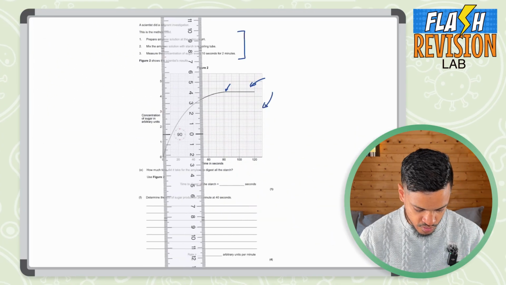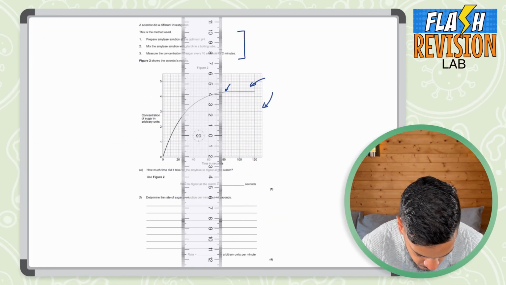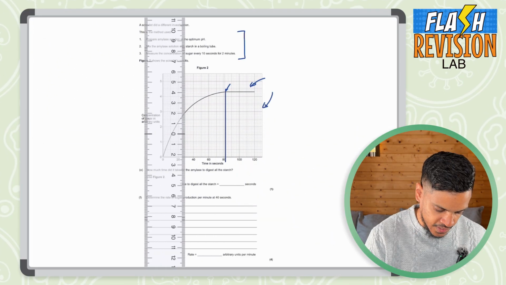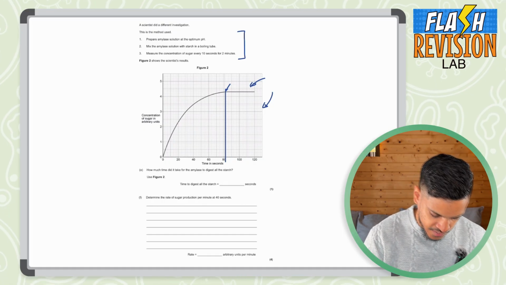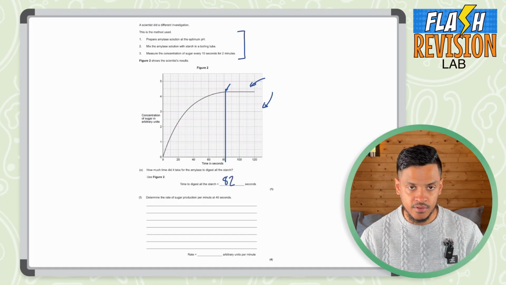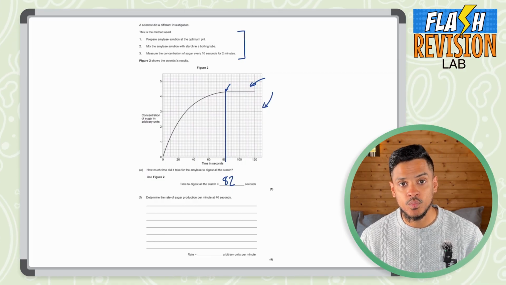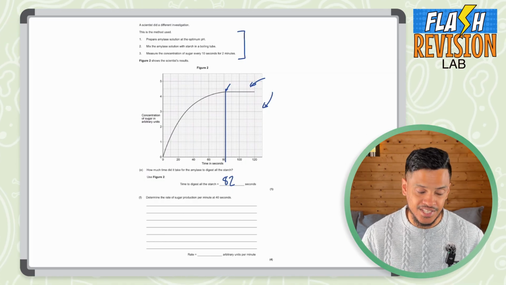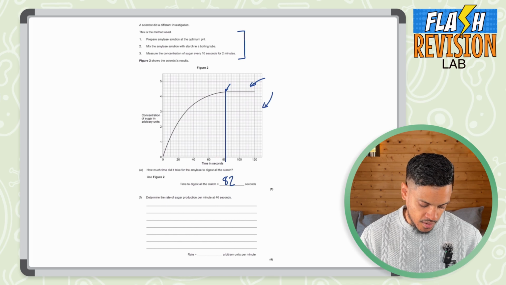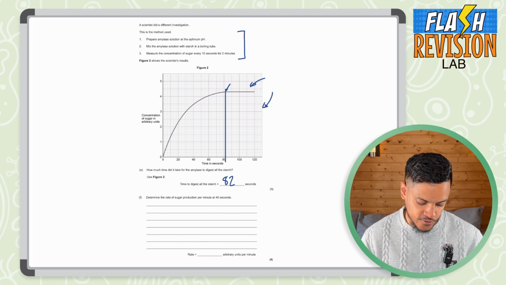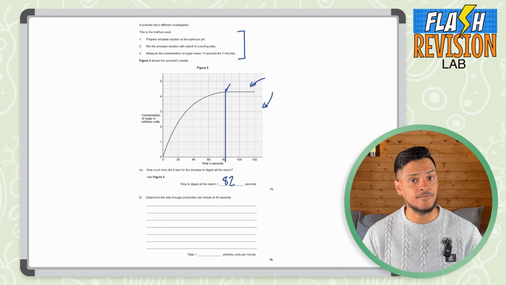I would try and use a ruler to make sure you read it off, draw a line. And if you read that carefully, that's around 82 seconds. It's just 1 square to the right of the 80. 10 squares is 20, so that means 1 square is 2. So that's 82 seconds. Next part says determine the rate of sugar production per minute at 40 seconds.